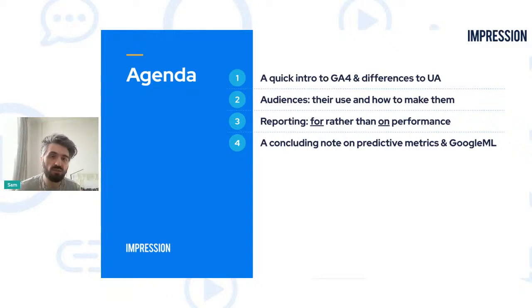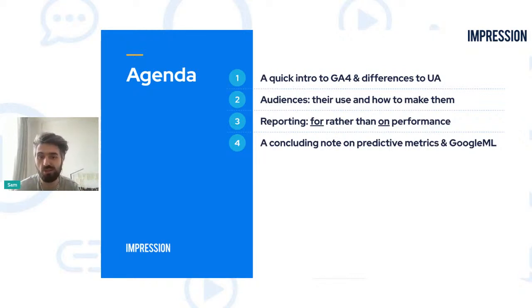I'm going to do this by going through a quick intro to GA4, the differences with Universal Analytics. Then we'll talk about audiences, what they are, how we can use them, how to make them, and then a bit more about reporting and the best way to report, and how we can report to improve performance and not just on the performance that has happened.